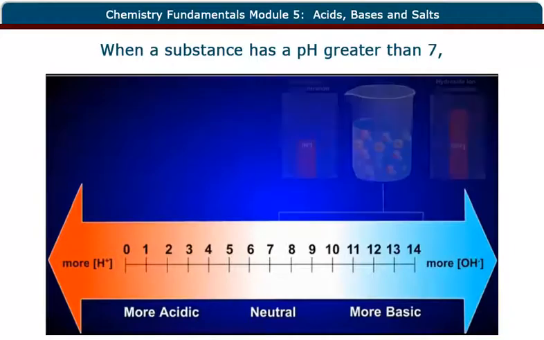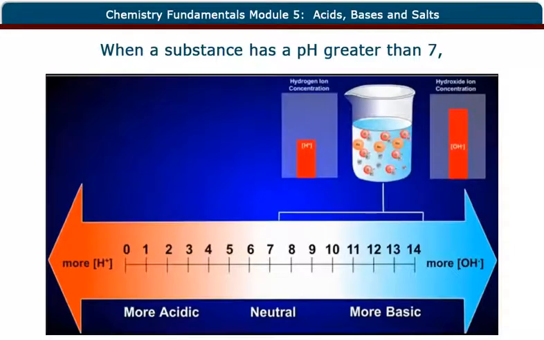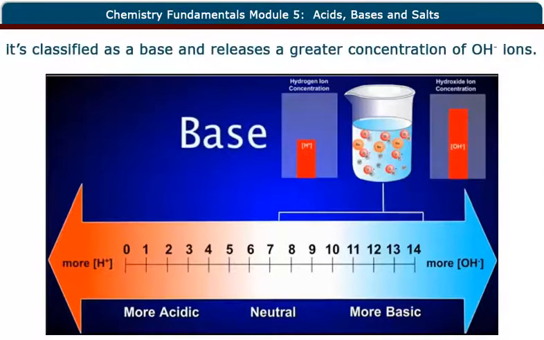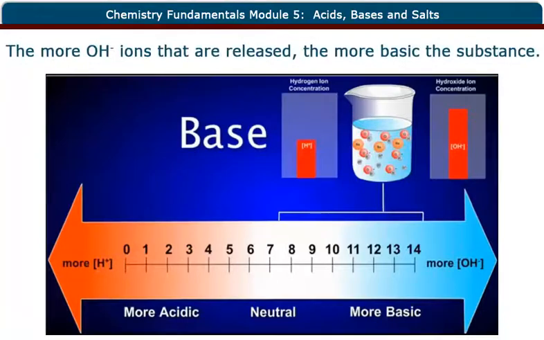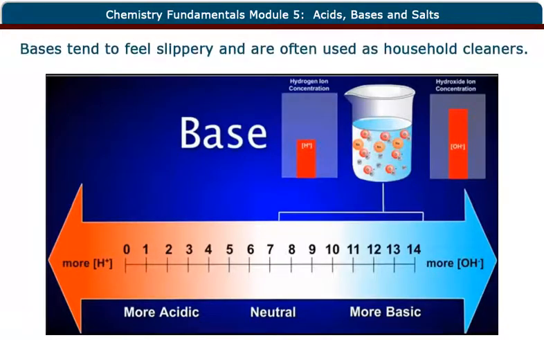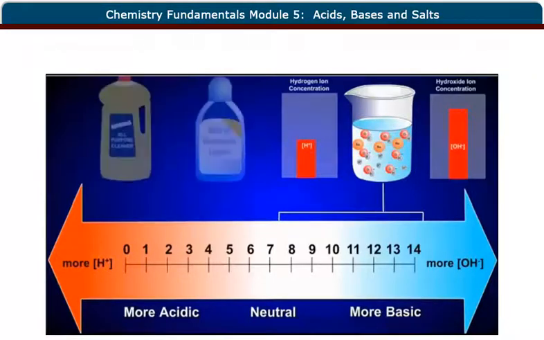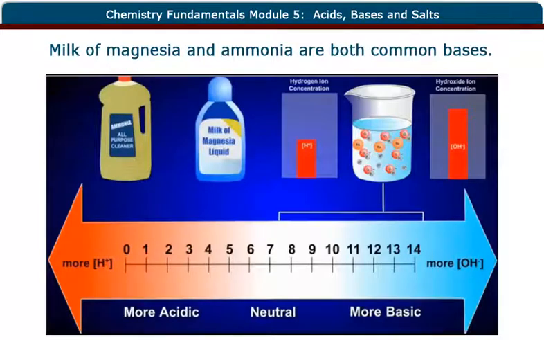When a substance has a pH greater than 7, it's classified as a base and releases a greater concentration of hydroxide ions. The more hydroxide ions that are released, the more basic the substance. Bases tend to feel slippery and are often used as household cleaners. Milk of magnesia and ammonia are both common bases.